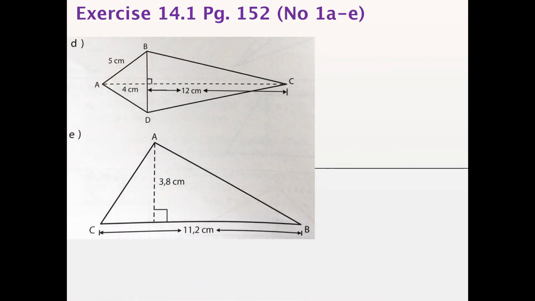Alright, then D. D was a kite. So you're looking at a formula that looks like this: a half times the one diagonal times the other diagonal. So I have one of the diagonals. That's this long dotted line here. So 12 plus 4, so the one diagonal is equal to 16. Problem is I don't have this short diagonal, so I need to work that out.